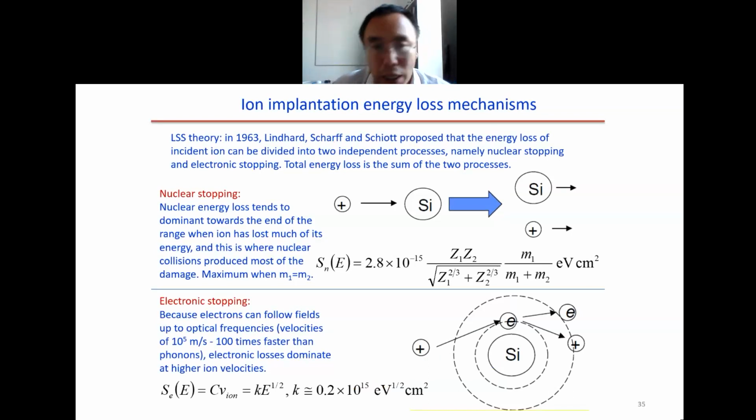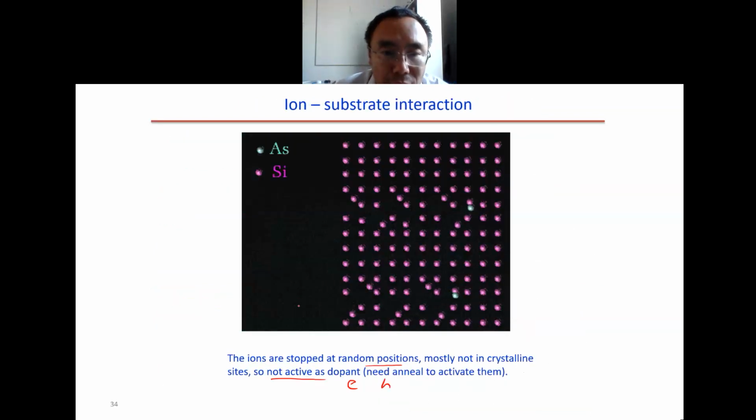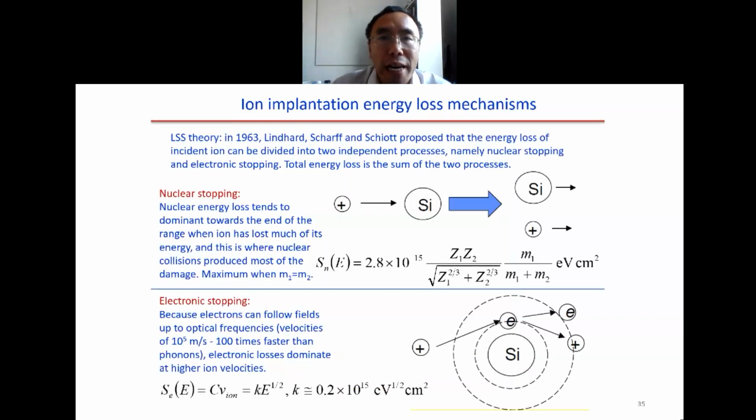So now let's look at how the ions get stopped. That means how the ion will lose energy, the energy loss of the ions. In 1963, those three people, LSS theory, proposed that the energy loss of each ion can be divided into two independent processes, namely nuclear stopping and electronic stopping.